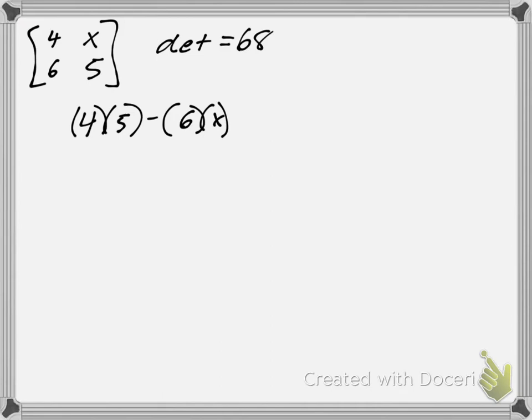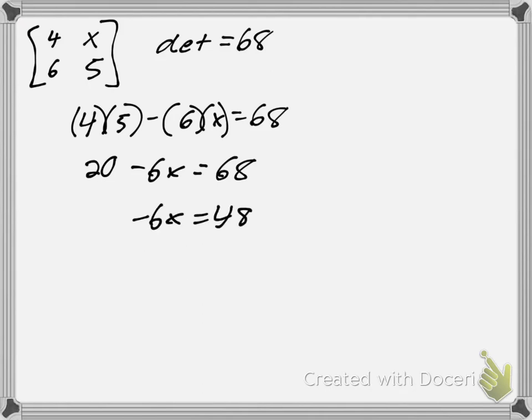Now what? You don't have an equation yet, though. What's this got to equal? 68. There you go. Okay. Just use your determinant formula because you only have one missing value. So use the determinant, make it 68, and then just solve it. So then 4 times 5 is 20 minus 6x equals 68. Subtract the 20, negative 6x equals 48. So x equals negative 8.